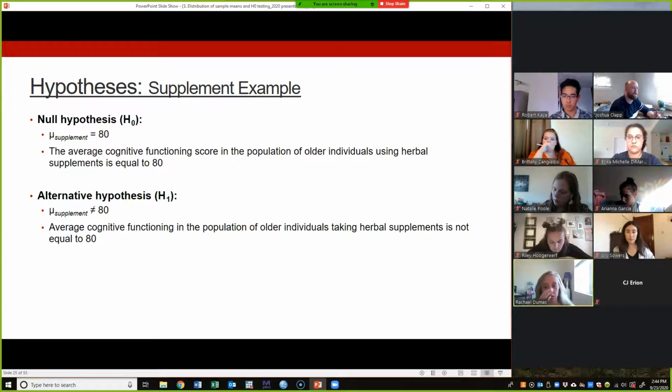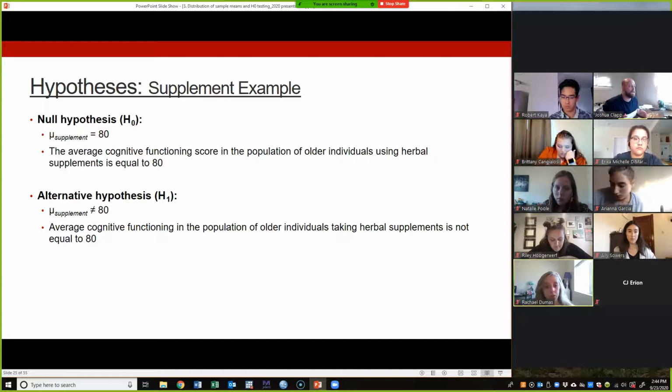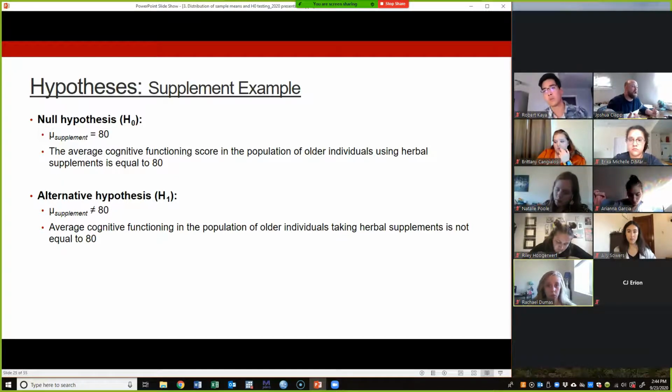So that's, I think, the general population. Yeah, the general population. Essentially what I'm saying is the population of older adults who take supplements are a different population than the general population of older adults. They're their own unique population. But what my null hypothesis is saying is that those older adults who take supplements, their average memory score is the same as everybody else's.